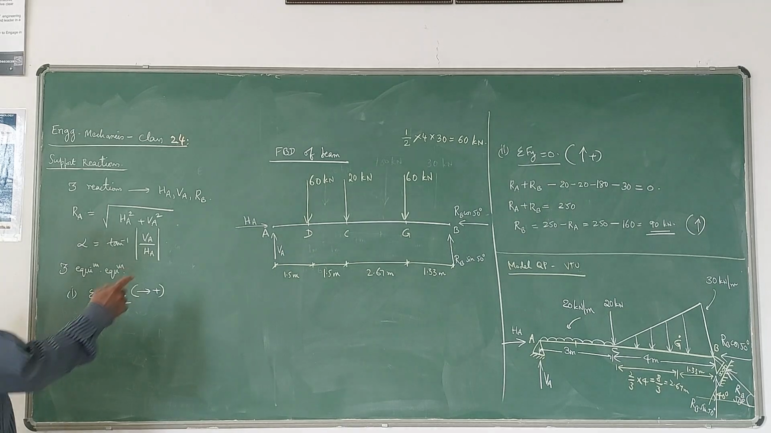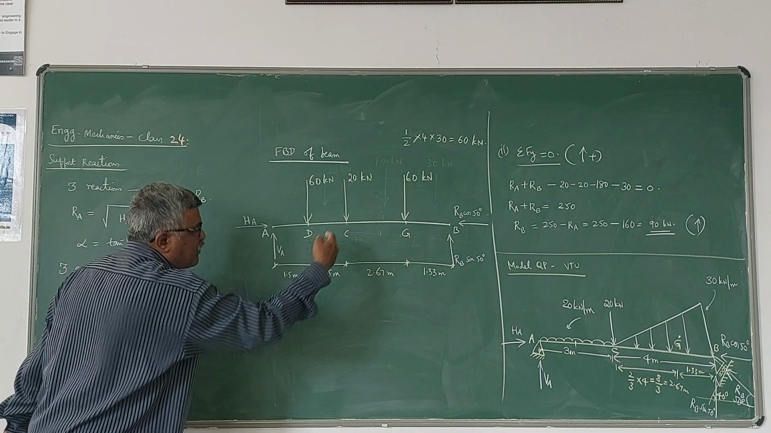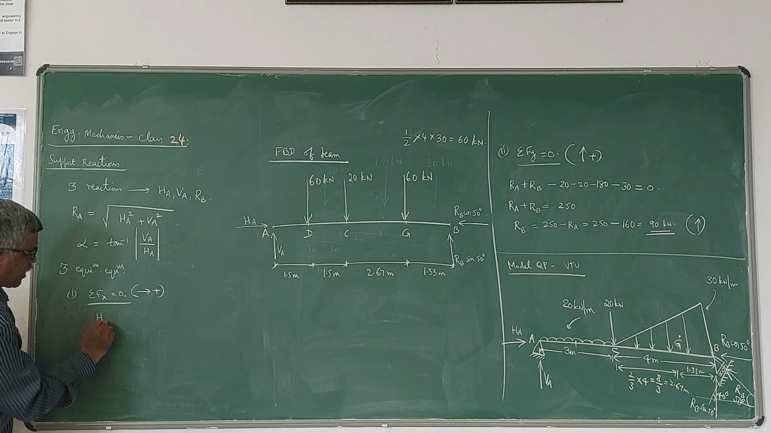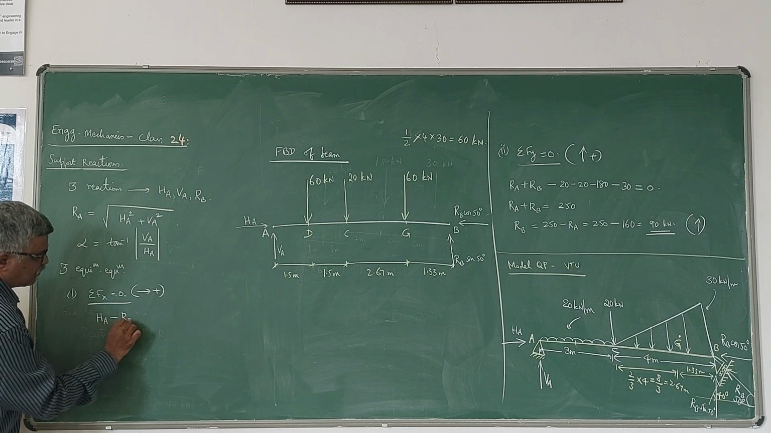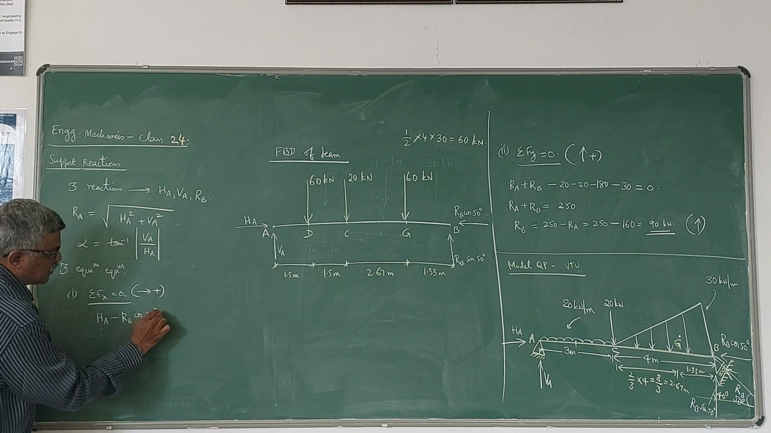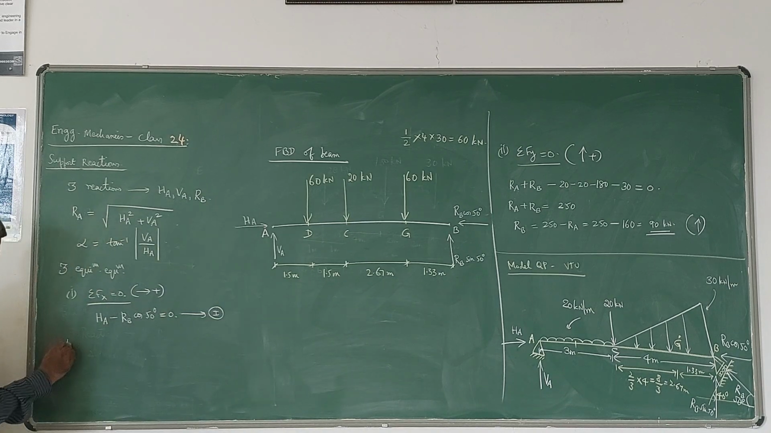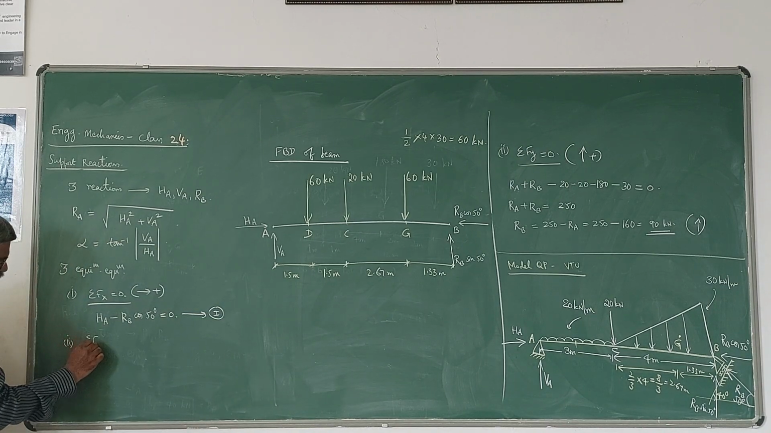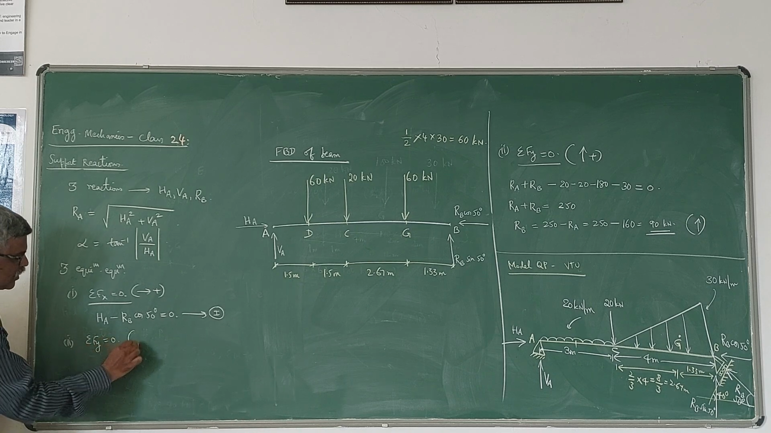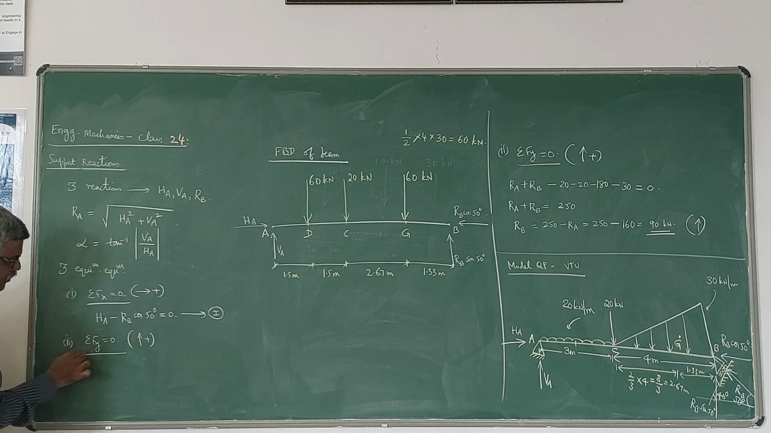Sigma Fx is equal to 0, forces acting towards right positive, left negative. So HA minus RB cos 50 is equal to 0. You cannot solve this yet because there are two unknowns, so I will keep this as equation 1. The second equation is sigma Fy equal to 0, upward positive, downward negative.